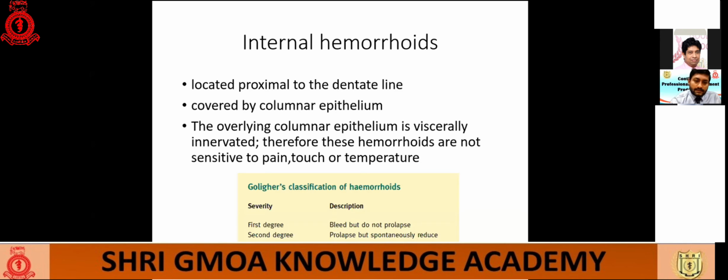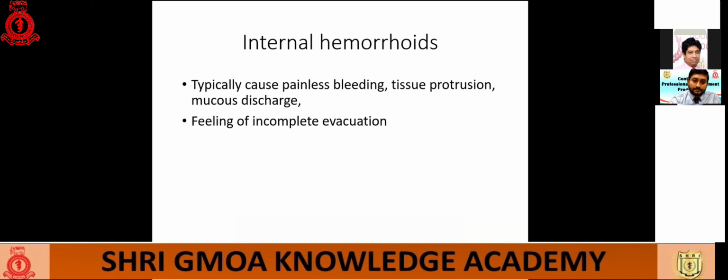The Goligher classification classifies the degree of hemorrhoids. First degree hemorrhoids are inside the anal canal, but still they bleed, but they don't prolapse. Second degree hemorrhoids prolapse, but spontaneously reduce. Third degree hemorrhoids prolapse and require manual reduction. Fourth degree hemorrhoids prolapse and are irreducible.